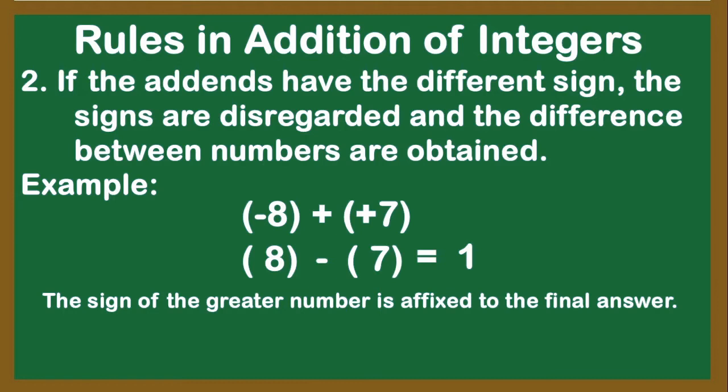The sign of the greater number is affixed to the final answer. Since 8 is greater than 7 and the sign is negative, then we are going to affix the negative to 1. Then, the sum of negative 8 plus positive 7 is negative 1.